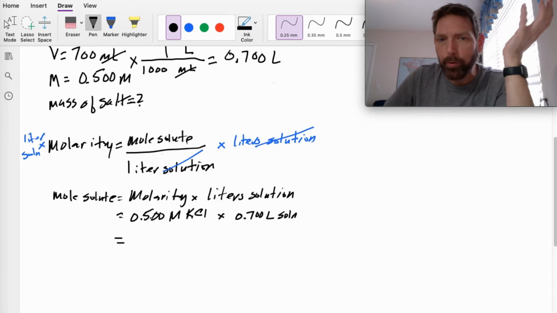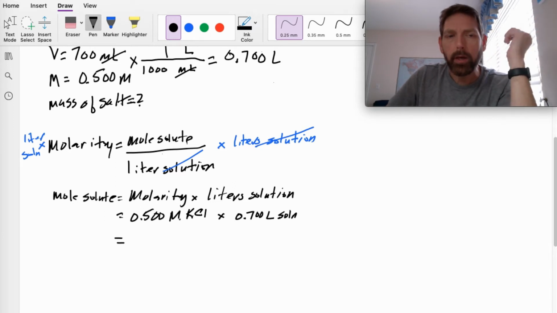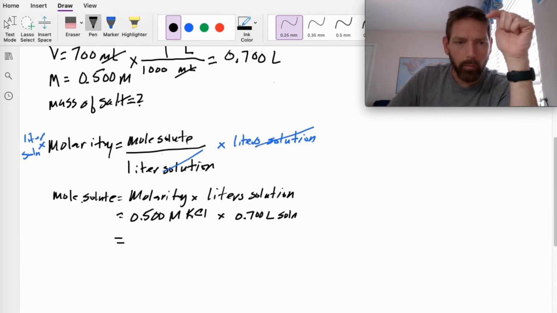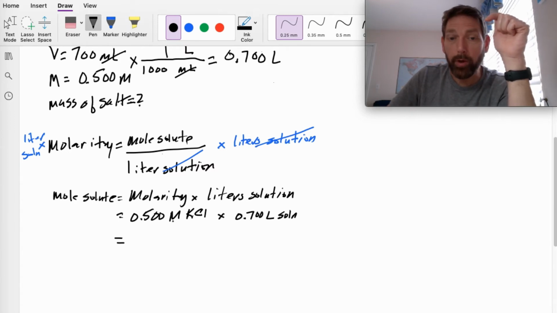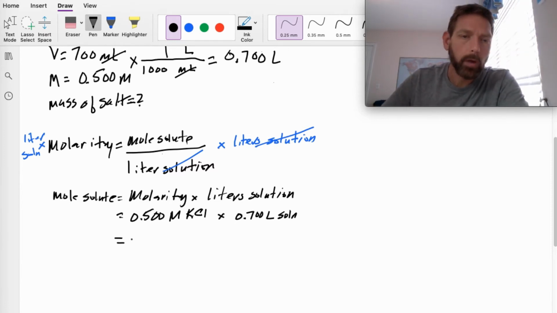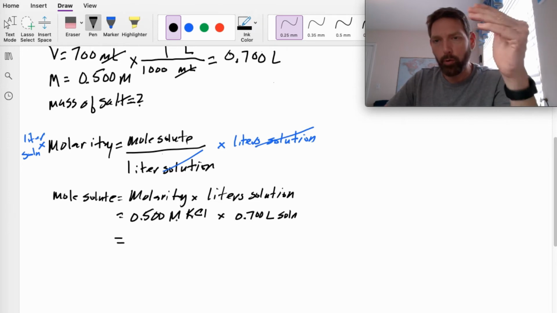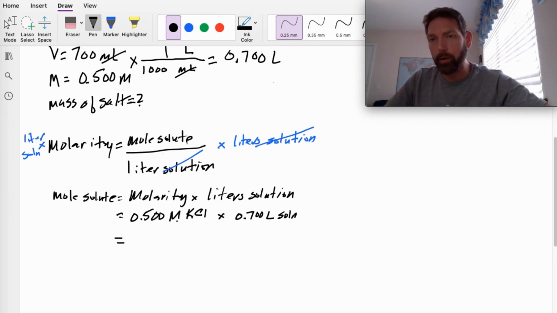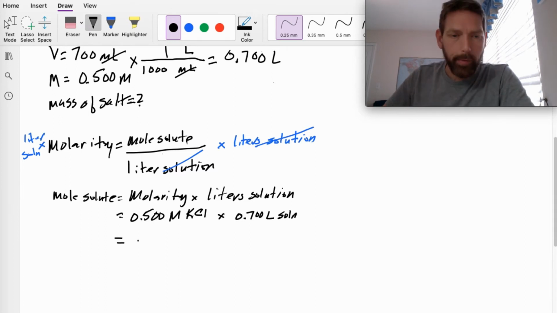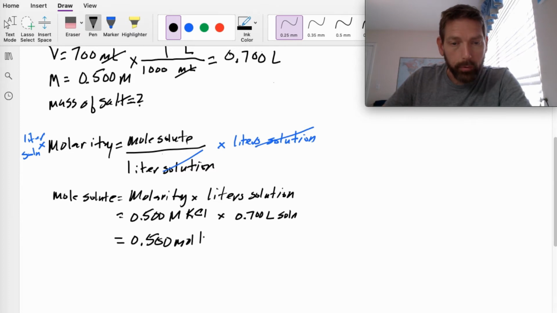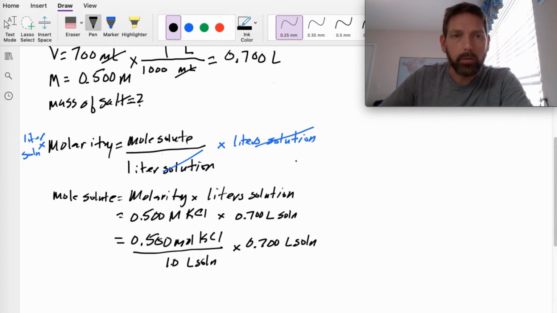It's easy to take those numbers and punch them in a calculator. But if you look, you'll notice that when we're done, this is solving for moles. But we don't have moles anywhere. We have molarity and we have solution, but the mole unit isn't anywhere. We have to get that on the screen. So remember, we can just go backwards. If we can go moles per liter to get molarity, we can take molarity and go backwards and derive it back out. So that's 0.500 moles of potassium chloride per every 1 liter of solution times 0.700 liters of solution.